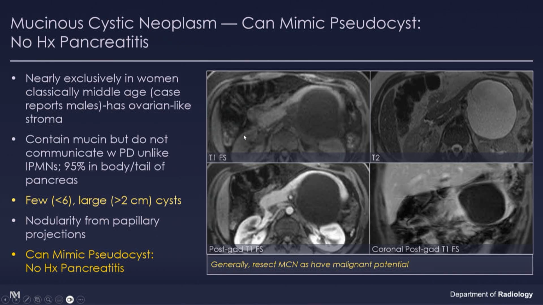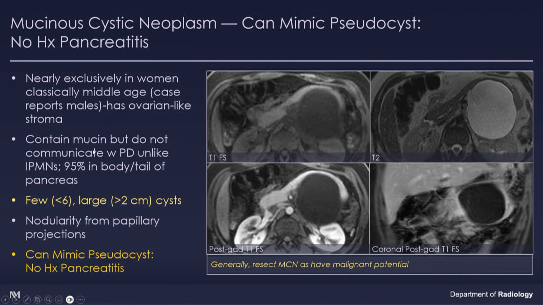What about mucinous cystic neoplasms? Well, mucinous cystic neoplasms are the ones that you want to be careful about because they can mimic pseudocysts. But the key feature is that these patients don't have a history of pancreatitis. It's nearly exclusively in women, classically middle-aged, and that's important. That's where demographics is important because there are essentially only case reports in males. So if I have a male with a cystic lesion that looks like a mucinous cystic neoplasm, often it's not, because these have ovarian-like stroma.